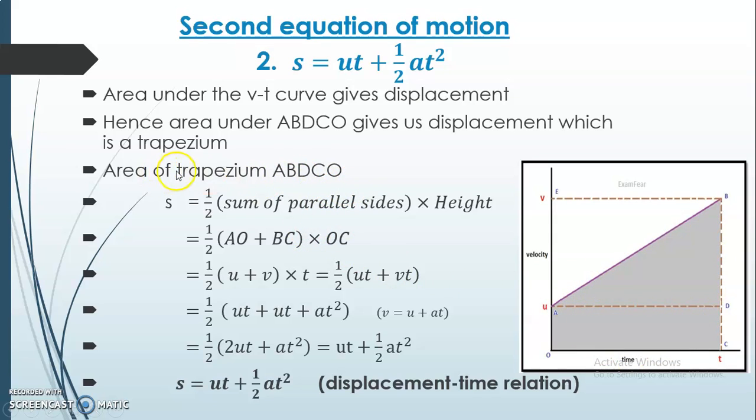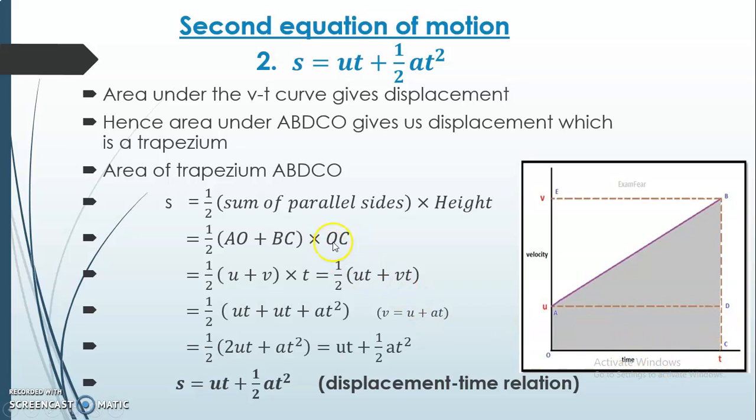Okay, so area of the trapezium ABCO. We have to find this area, and this would be nothing but half into the sum of the parallel sides multiplied by the height. So you can see the sum of the parallel sides. The parallel sides are AO and BC, and multiplied by the height, that is AD, which is equal to the time OC.